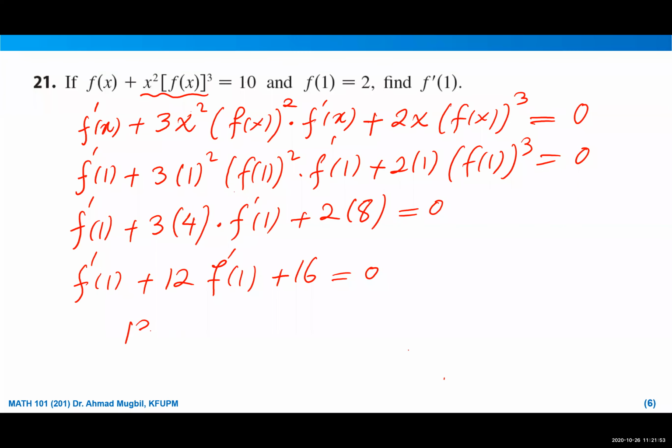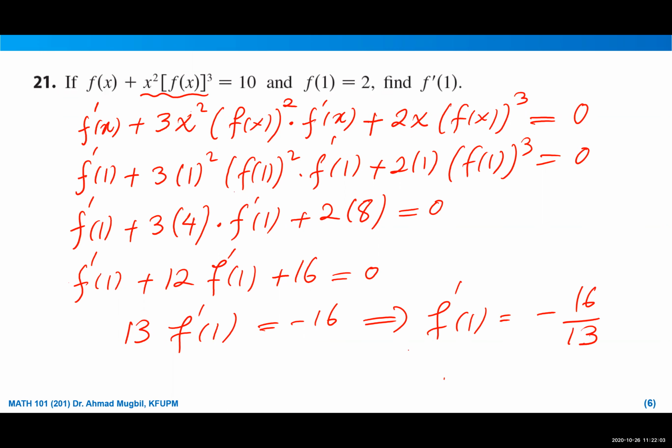This means that we have 1 plus 12, it is 13, f prime at 1 equals negative 16, which means that f prime at 1 equals negative 16 over 13. The other way to check your answer is to find f prime of x, solve it for f prime of x and then substitute. But I think this is okay because I don't need to find f of x. I just want to find f prime at 1. Any question, guys?